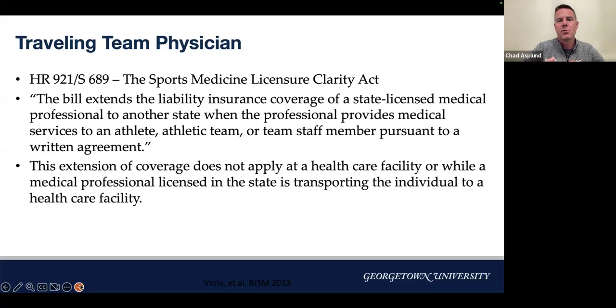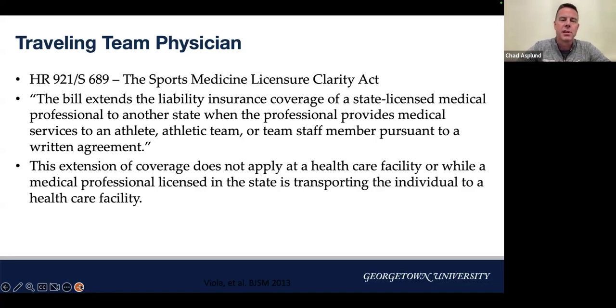So it's helpful to kind of think if you started, say, in the state of Maryland in a bubble, and your team was traveling to Virginia to play, as long as you are within that bubble of taking care of your team only, and doing it in a non-healthcare facility, that is covered by the Sports Medicine Licensure Clarity Act. This extension does not apply if you go into a healthcare facility. So if you travel from Maryland to Virginia and you bring your athlete into the emergency room, now you kind of have to take hands off and allow the doctors with the Virginia license to provide that care.